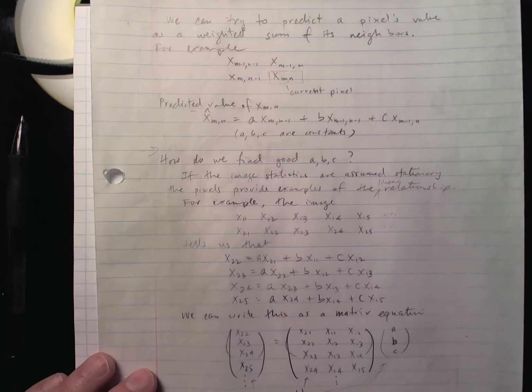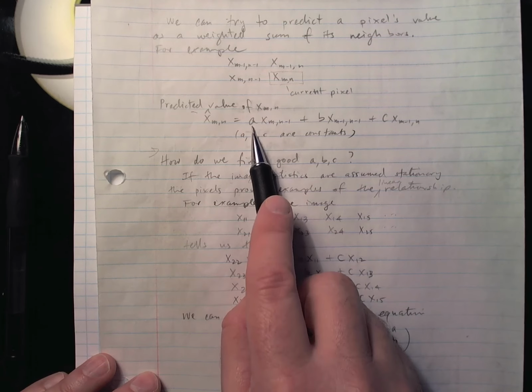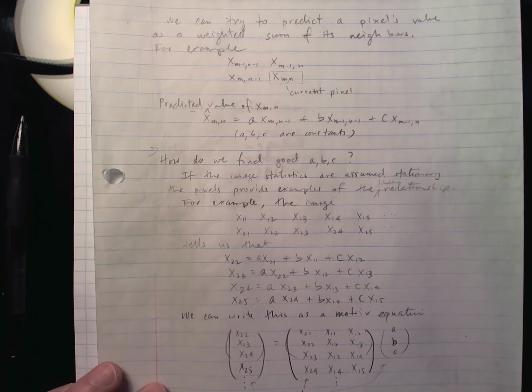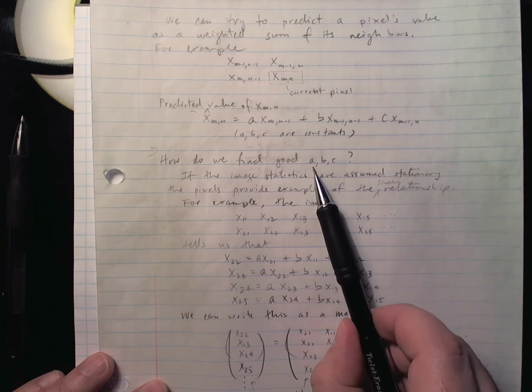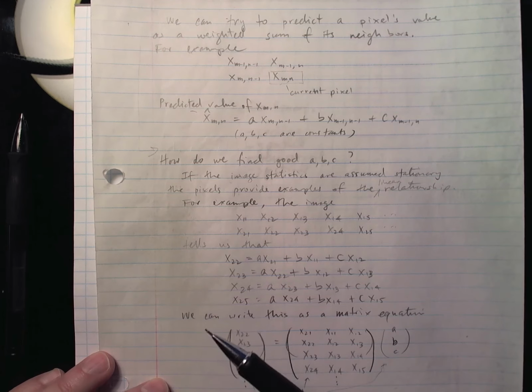Well, now, so far, we've described it in terms of just there being some A, B, and C, but we don't know what would be a good way of predicting. So we need to have a method of finding A, B, and C. And the way that we do it is as follows, or one way we could do it is as follows.